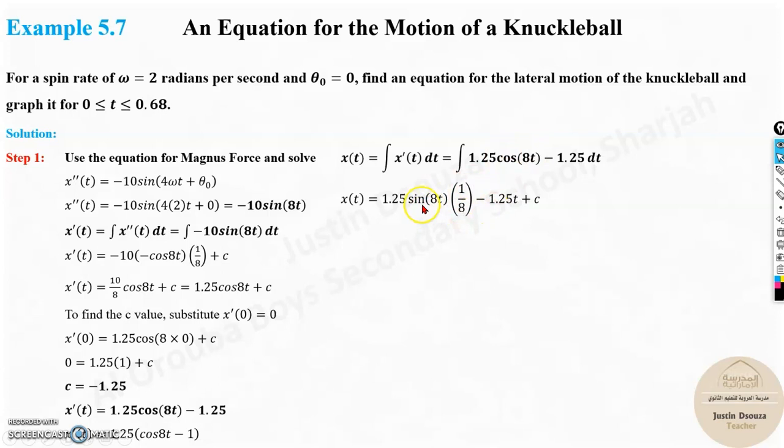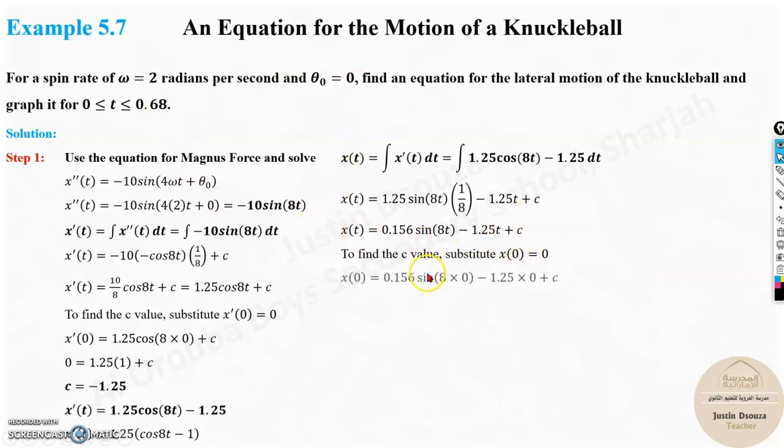Over here, cos becomes sine. The integration of cos is positive sine 8t, and because of u substitution, you'll have 1 by 8. That gives you 1.25t plus c. Now, what is the initial position? It is not mentioned, so we take x of 0 is equal to 0.